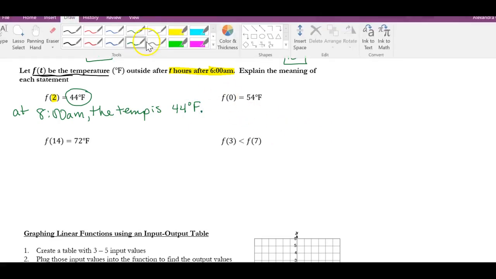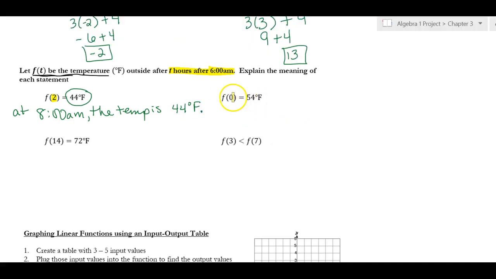All right, again, the number in parentheses is how many hours after 6 a.m. This is 0 hours after 6 a.m. So this one should be at 6 a.m. The temperature is, and it's just this, 54 degrees Fahrenheit.